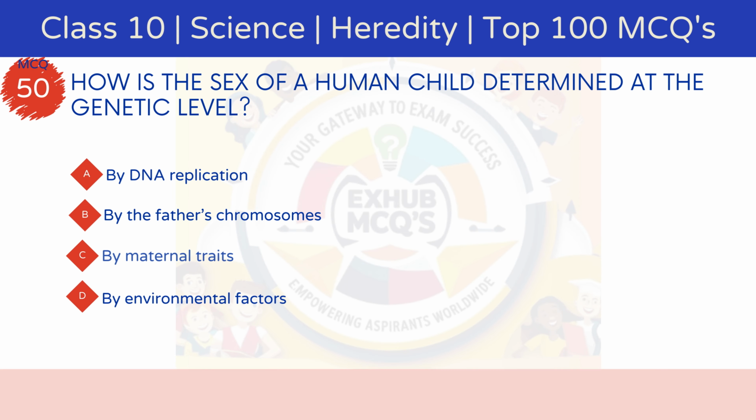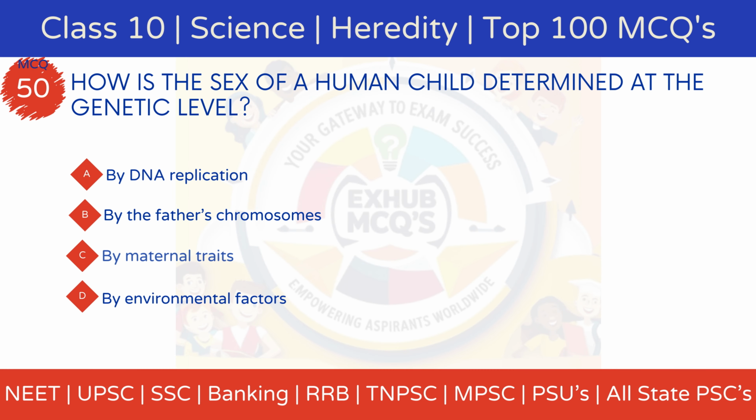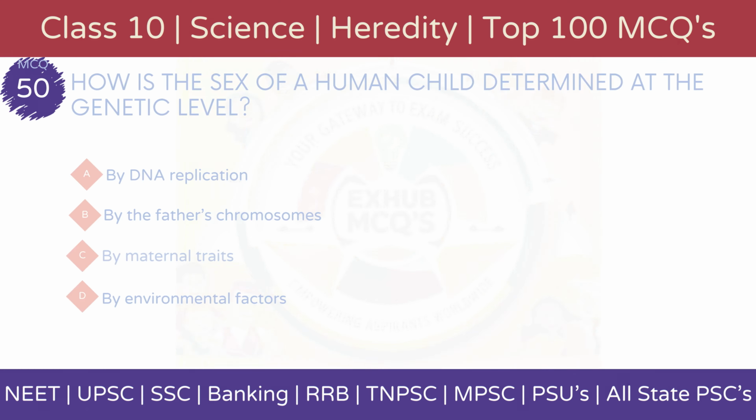MCQ 50. How is the sex of a human child determined at the genetic level? Option A, by DNA replication. Option B, by the father's chromosomes. Option C, by maternal traits. Option D, by environmental factors.